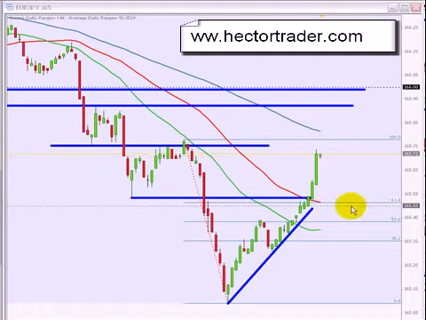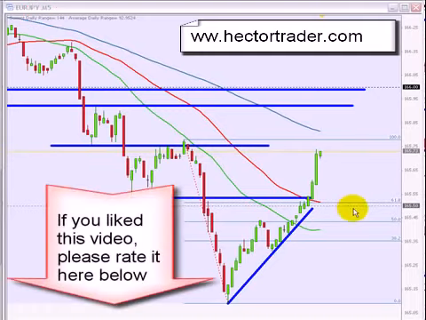Like I was saying before, at the end of the day, my system is nothing but a trend exploiting system, and trends develop in every time frame, okay, be it the 4 hour time frame, the daily, the weekly, or the 5-minute chart, as it was in this case.